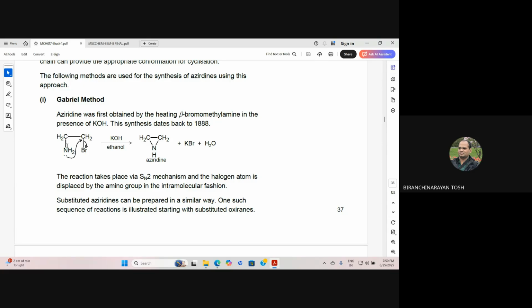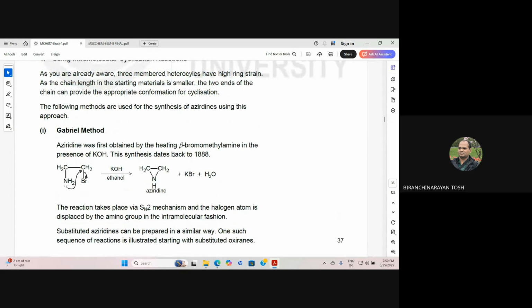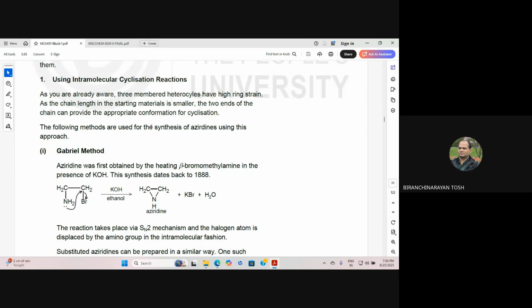But if the amino group is not there, it is not an elimination reaction but a substitution reaction, and it follows a bimolecular mechanism. So this reaction is an SN2 mechanism, and the halogen atom is displaced by the amino group in an intramolecular fashion. So this is intramolecular. There are two methods. The first one is the intramolecular cyclization reaction.